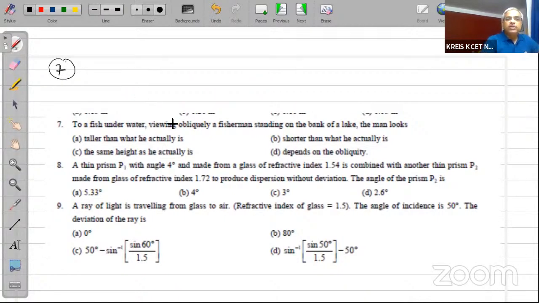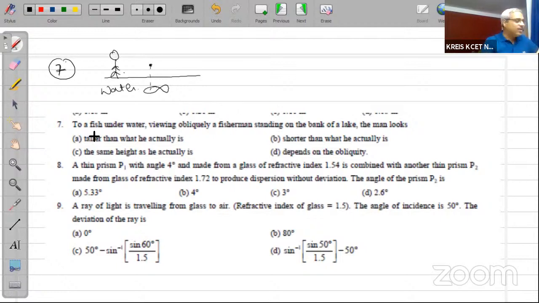To a fish underwater, viewing obliquely a fisherman standing on the bank of a lake, the man looks... Okay, the question here is not how we see the fish, but how the fish sees us. Let us say that I actually have a fish here, and that fish is basically observing us, who is standing on the shore. This is water. Here we are standing, the fisherman is standing. How does the fish see the fisherman? Will it look taller? Will it look shorter?